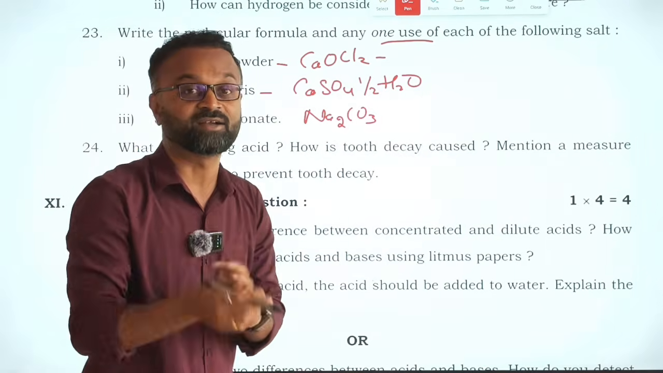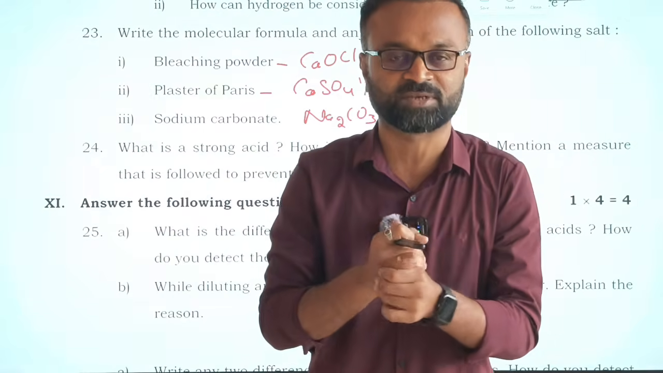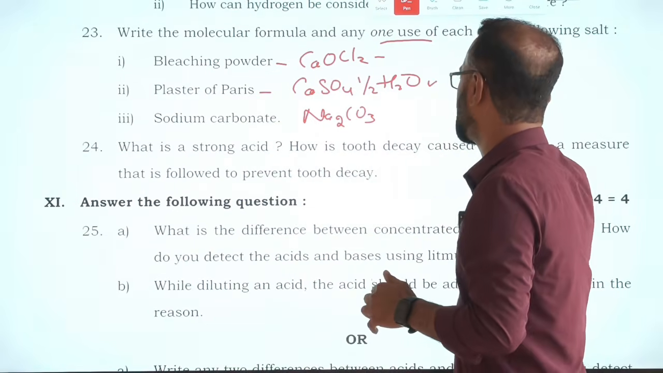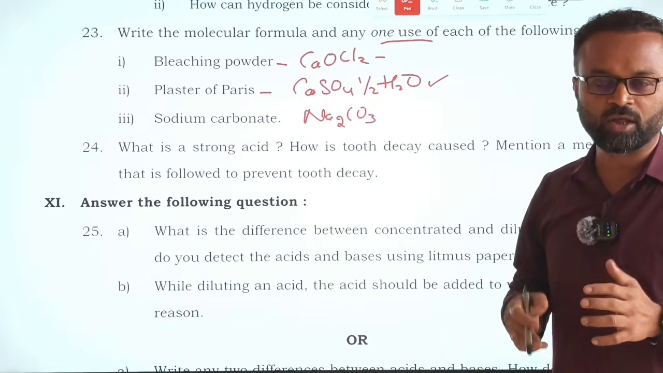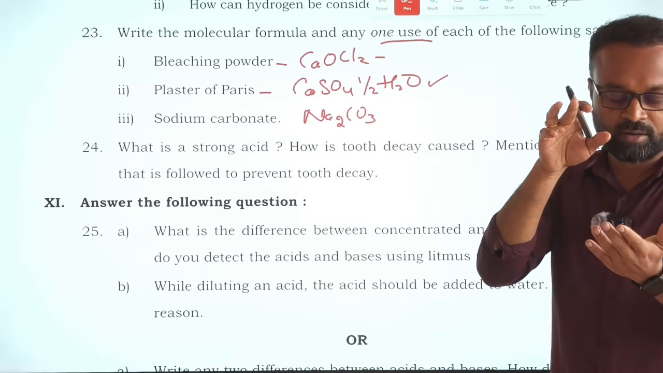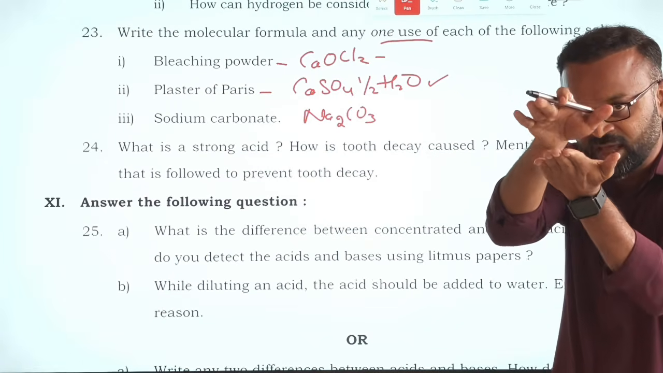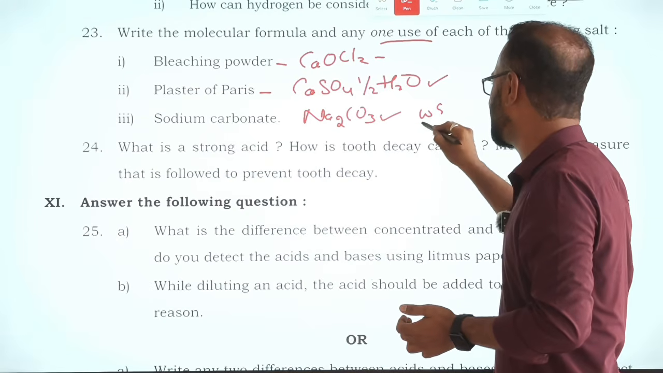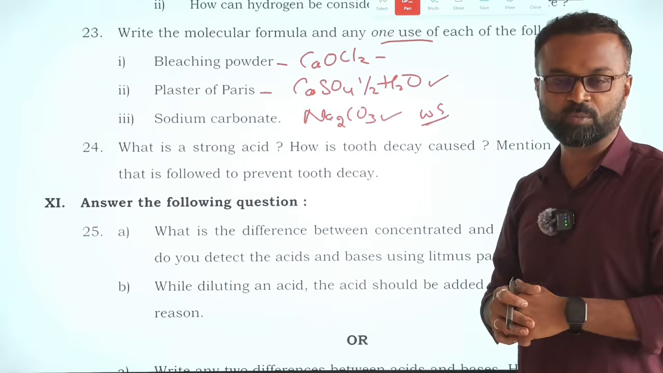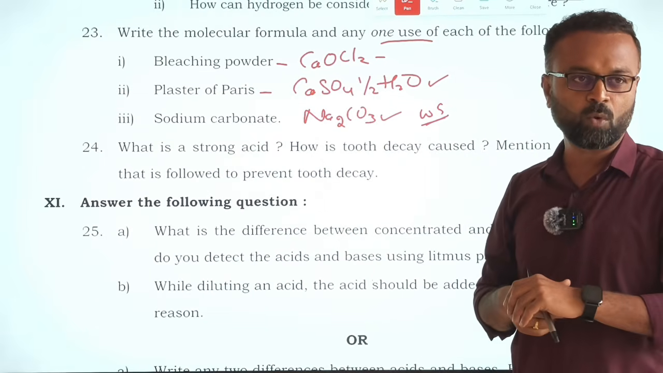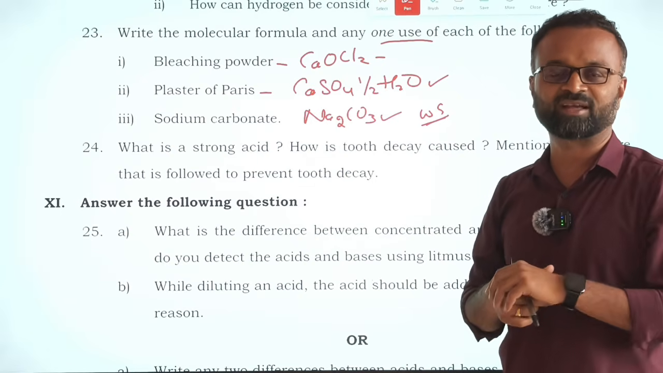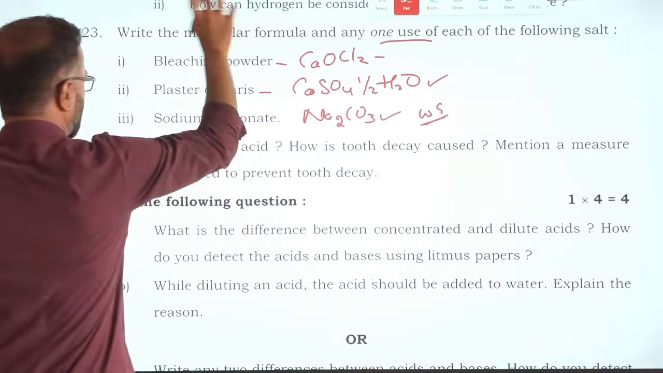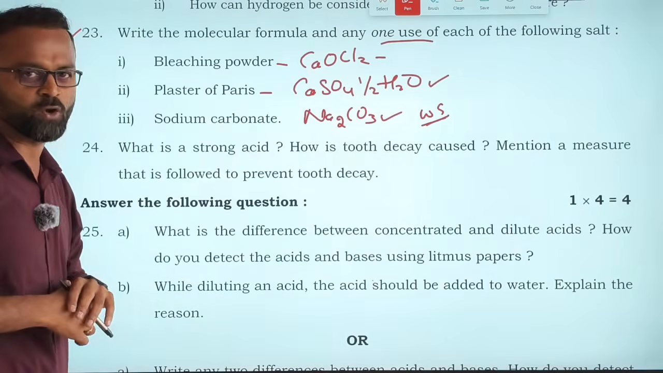Bleaching powder is used as a disinfectant to kill germs in the purification of water or in swimming pools. Plaster of Paris is used for what? For supporting fractured bones in the right position. Sodium carbonate, the washing soda they are speaking about, is used to remove the permanent hardness of water and to bleach cotton in the textile industries. So many uses are there. Very simple. 3 marks: one use and the molecular formula.